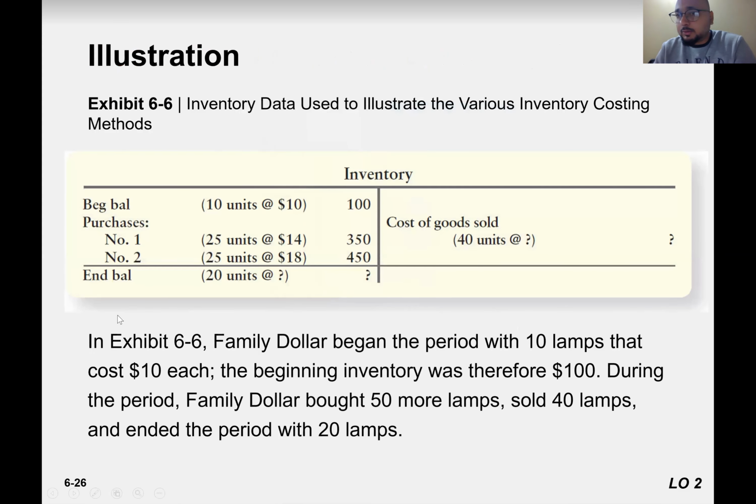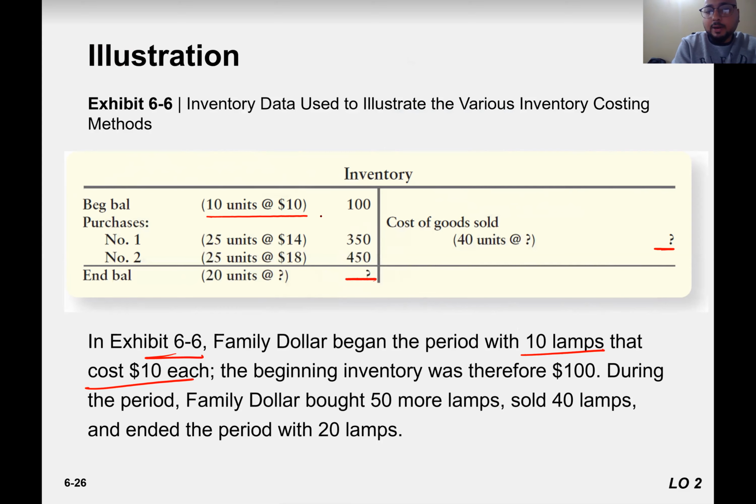So let's talk about the illustration here, how we calculate the cost of goods sold or the value of inventory on the basis of average. And it's very simple. All these methods look scary, but they are very simple. So we have exhibit 6.6 from the book, and it says Family Dollar began the period with 10 lamps that cost 10 each, right?